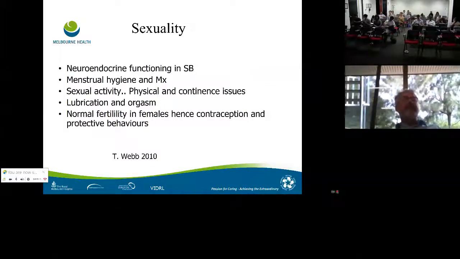Menstrual hygiene is a major issue during the menarche, especially in girls with high-level lesions. There are clearly issues in terms of physical and continence issues associated with sexual activity. Lubrication tends to be reduced in females, and there are orgasmic issues, and with males, retrograde passing of sperm is quite a common thing.